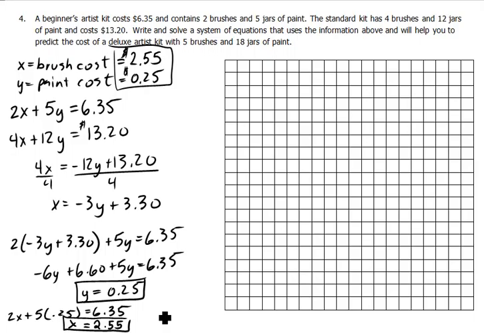Okay, so for this example, I'm going to use the one that we did in class a couple of days ago about the artist kit that has the brushes and the paint. I've included over here on the left the work that we did for that. Identifying the variables, writing my two equations, solving by substitution, solving for a variable, plugging it back in, substituting for a variable in another equation, and solving. We ended up getting that paint cost 25 cents, that was Y, and the brushes, which were X, cost $2.55.